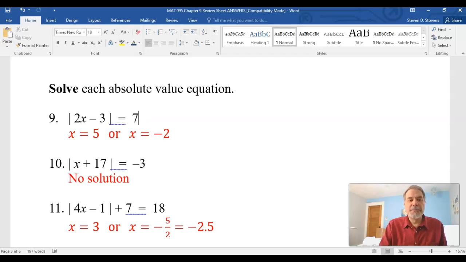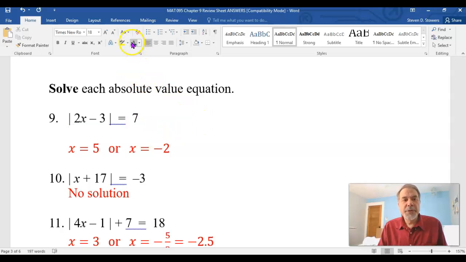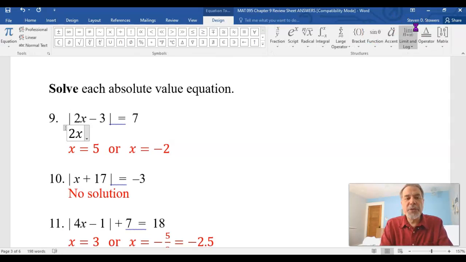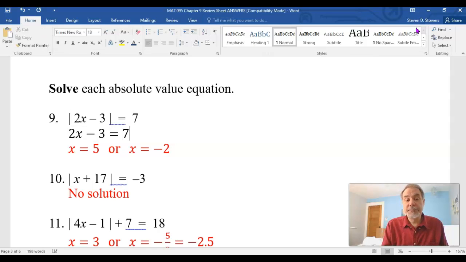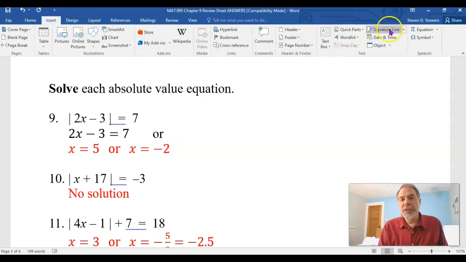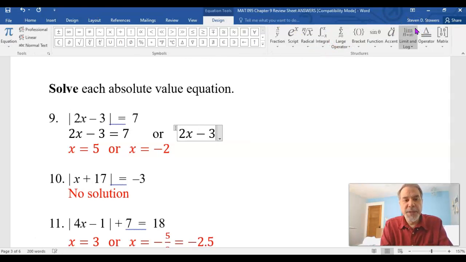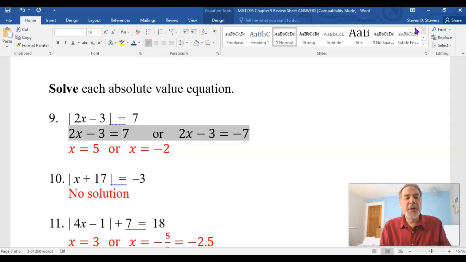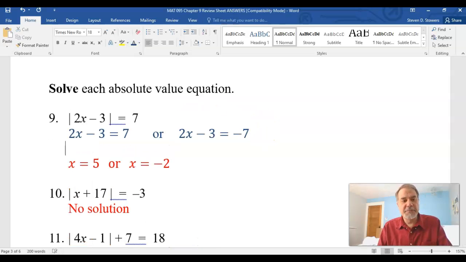So to find what those are, you would set it up in two separate equations. One where the thing inside the absolute value bars is equal to the positive number, or the other one where the expression inside the absolute value bars is equal to the negative of that number. So here that would be 2x minus 3 equals 7, or 2x minus 3 equals negative 7. Then we have to finish solving each of those equations.